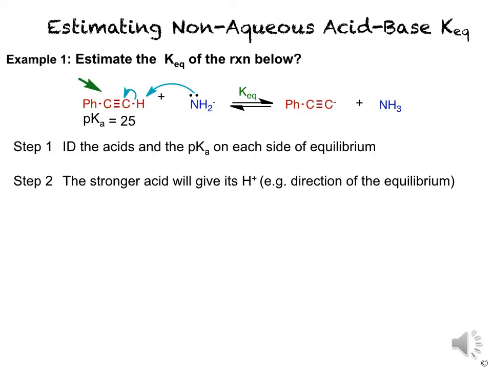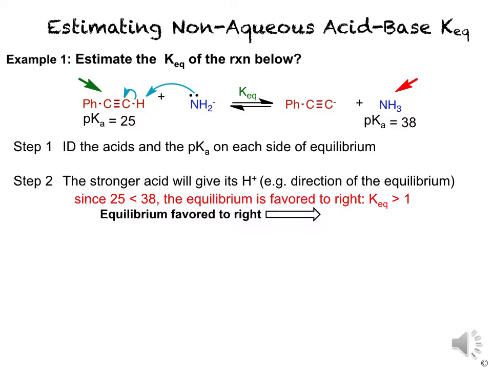The pKa of the acid on the left, the alkyne, is 25. The pKa of the acid on the right, which is the ammonia, is 38. The acid with pKa of 25, the alkyne, is a much stronger acid, and so this reaction is going to be favored to the right. That stronger acid is going to lose its proton in this equilibrium, so the reaction is favored to the right. So now we know which side is favored. We're favored to the right. Now we need to know how much.